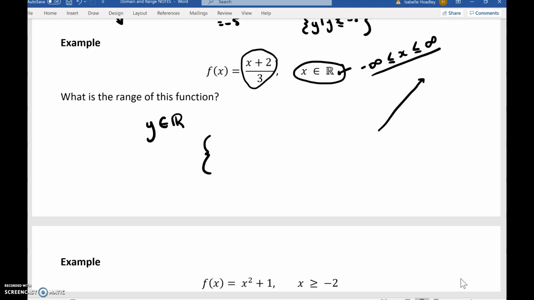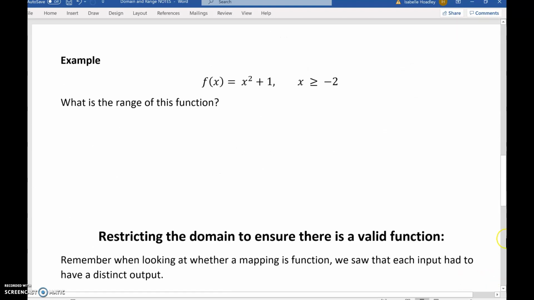Again, you could write this using more formal set notation, so you would say y is the set of y such that y exists for all real values, like that. All right, next one, a little bit trickier. We've got f of x equals x squared plus 1. So if you're imagining this on a graph, you've got x squared, which you know looks kind of like that, and you plus 1, so it's moved everything up 1.